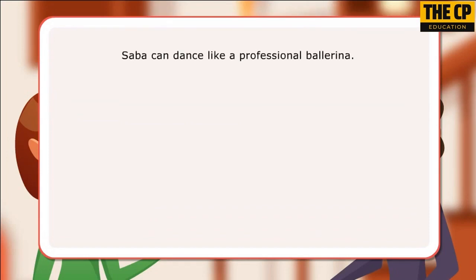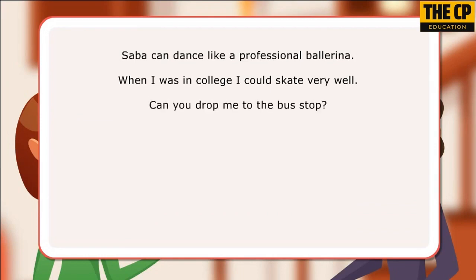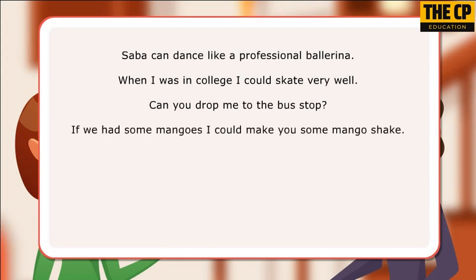Sabha can dance like a professional ballerina. When I was in college, I could skate very well. Can you drop me to the bus stop? If we had some mangoes, I could make you some mango shake.